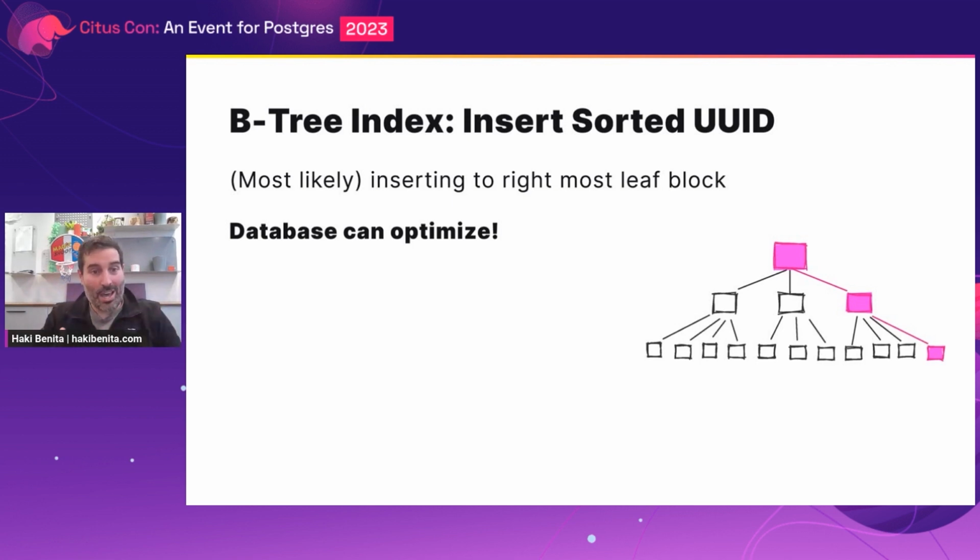So we place an order right now, and then a second from now, 2 seconds from now, 5 seconds from now, and so on. So as we insert rows into the index, they are most likely going to be inserted to the rightmost leaf block. That's the leaf block that contains the maximum values. So we are always inserting the maximum value. Because we are constantly inserting into the same leaf block at the rightmost leaf block in the index, the database can optimize that, okay?